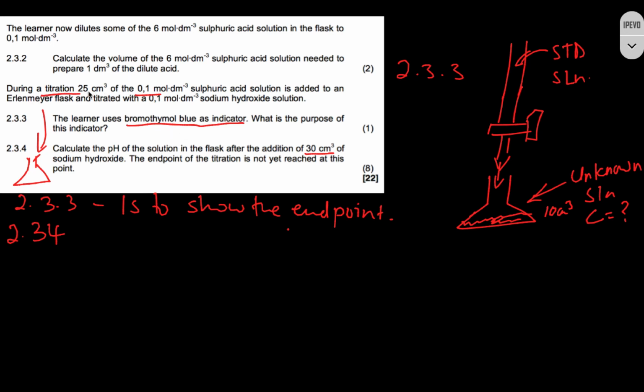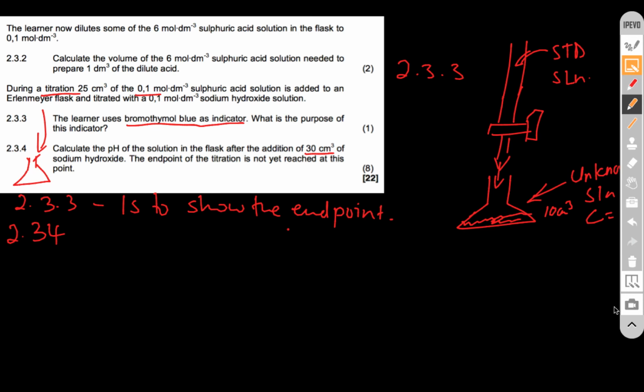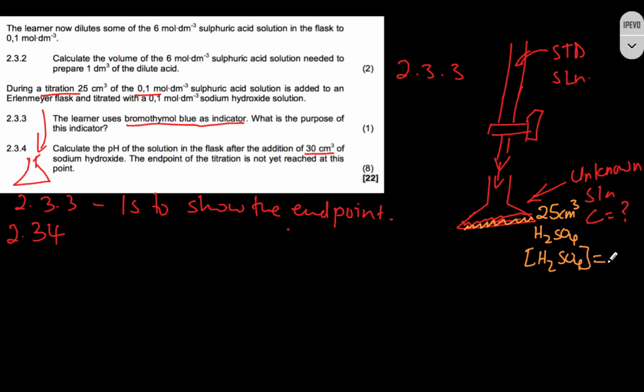Remember, the question is saying, during a titration, 25 cm³ of 0.1 mole sulfuric acid solution is added to an Erlenmeyer flask, right? So in other words, in this Erlenmeyer flask they added 25 cm³ of H2SO4. So the concentration of the sulfuric acid is equal to 0.1 moles per dm³, right? We need to actually understand this question for us to be able to solve it.